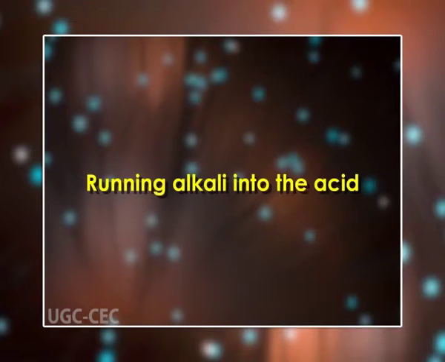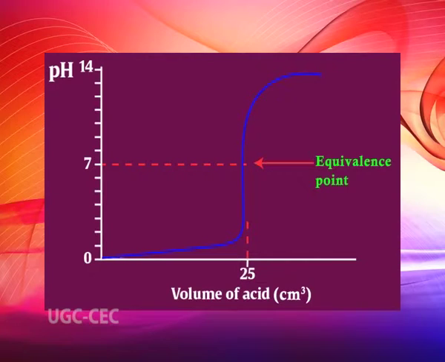The second case would be running alkali into the acid. This is very similar to the previous curve except that the pH starts off low and increases as we add more sodium hydroxide solution.